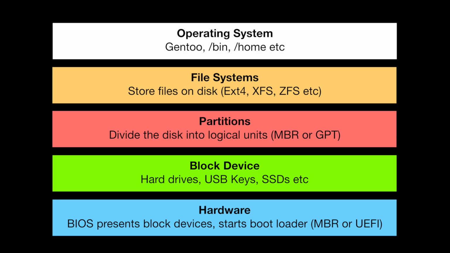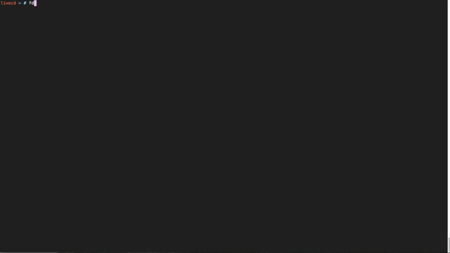In order for the BIOS to boot off the block device, it's going to use either an MBR or a UEFI bootloader, which is then going to load our initial configuration in, which will describe how to load the operating system and partitions. In order to start installing Gentoo, we're going to need to pick a target drive.